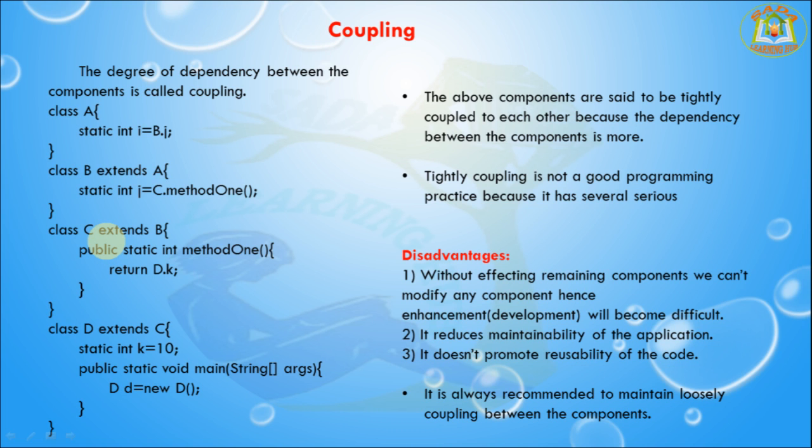Tight coupling is not a good programming practice because it has several serious disadvantages. Without affecting the remaining components, we can't modify any component. Hence, enhancement, that is development, will become difficult. It reduces the maintainability of the application. Why is development difficult? Whenever we change one class, it automatically changes the other classes also, because one class depends upon other classes. It also doesn't promote the reusability of the code. Reusability means we can use the code in some other places, but here it is not possible to reuse our code.